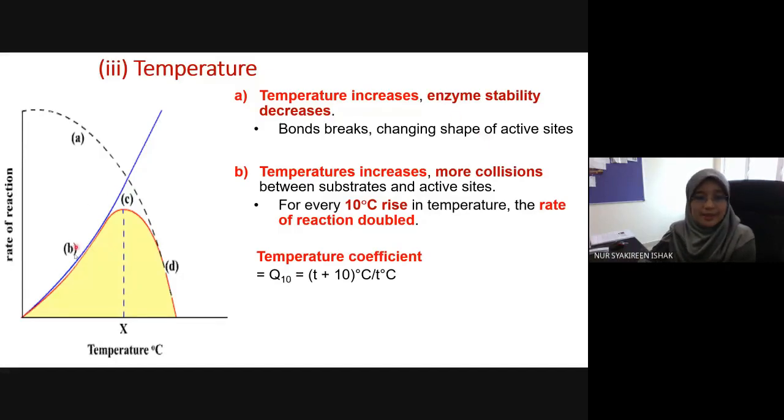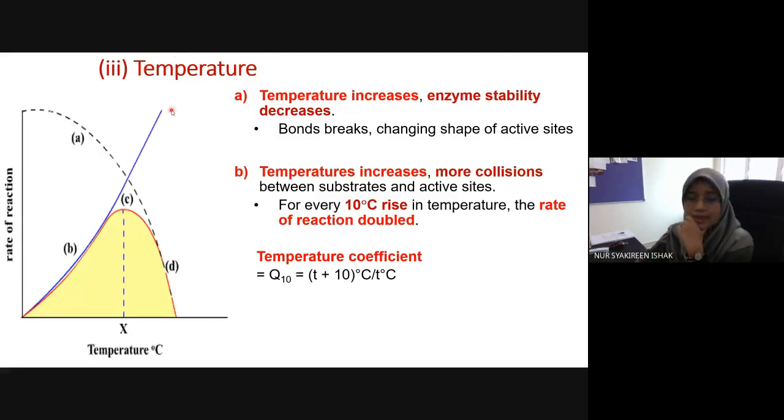So point B here, graph B here. As you increase the temperature, you have more collision between the active site of the enzyme and the substrate. By increasing the temperature, the substrate will have more energy to move, and also the enzyme will have more energy to move, and the chances of them meeting together to form the enzyme substrate complex will increase. So as you increase temperature, you have more collision, more movement between substrate and the enzyme, so they have a higher chance of meeting each other to form the enzyme substrate complex.